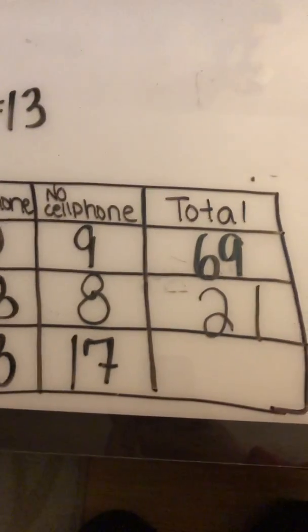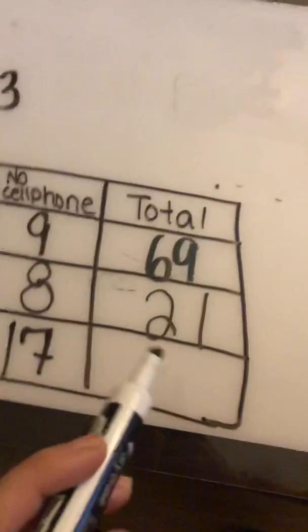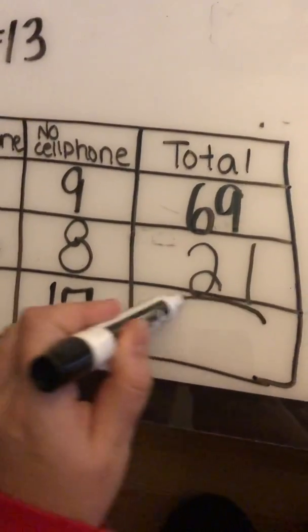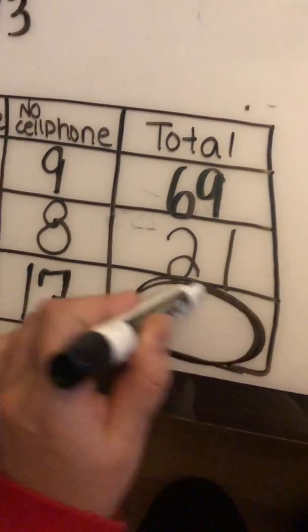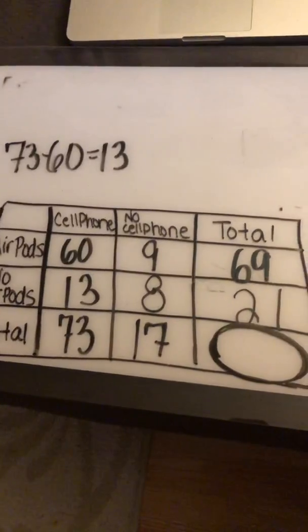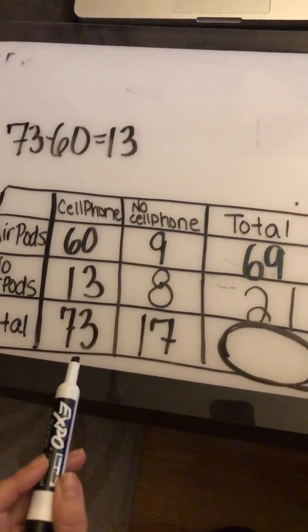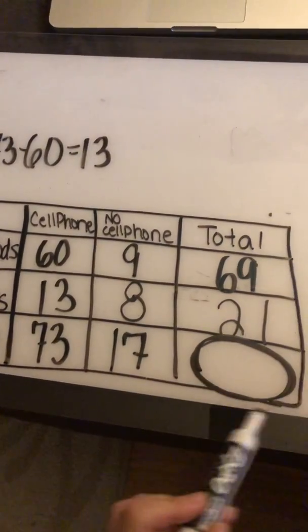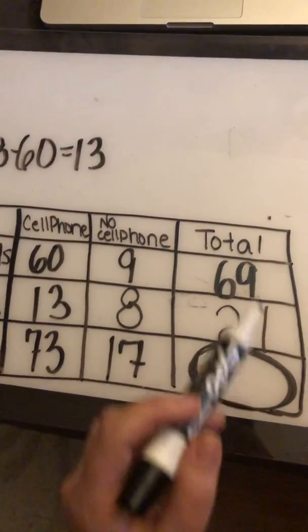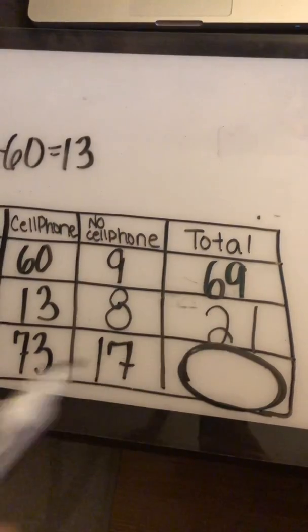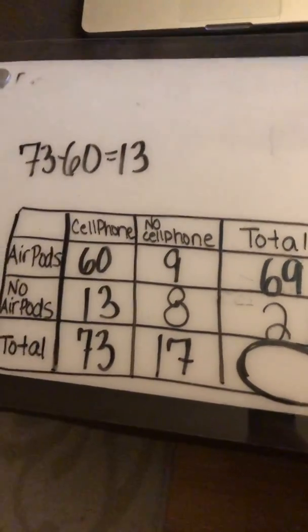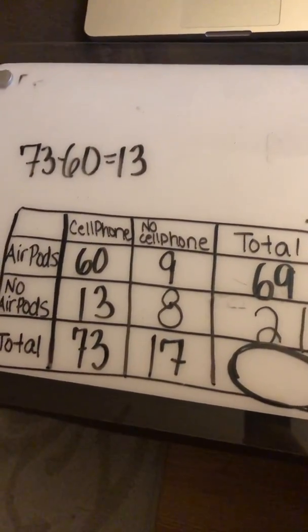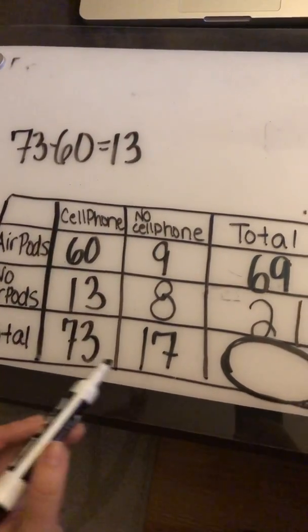Okay, and then this box here will always be the total amount of people that you surveyed for this sample. And if you did it correctly, then this total plus this total, that sum should always equal this total plus this total. If it doesn't, then something went wrong in your table. So let's check if we did it right. 73 plus 17.